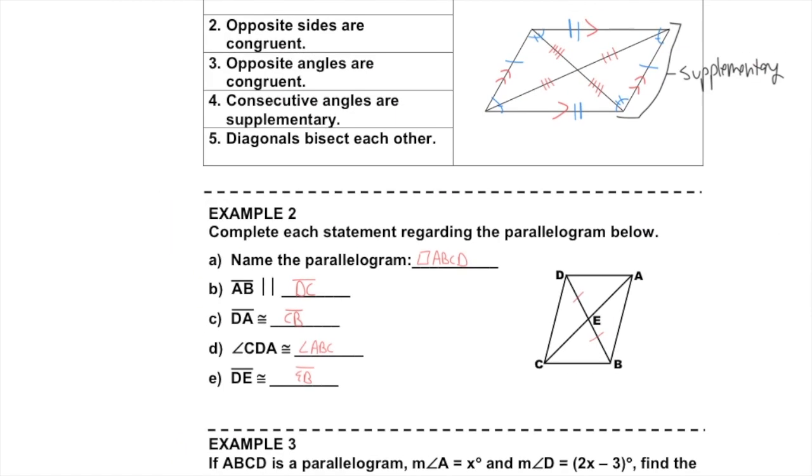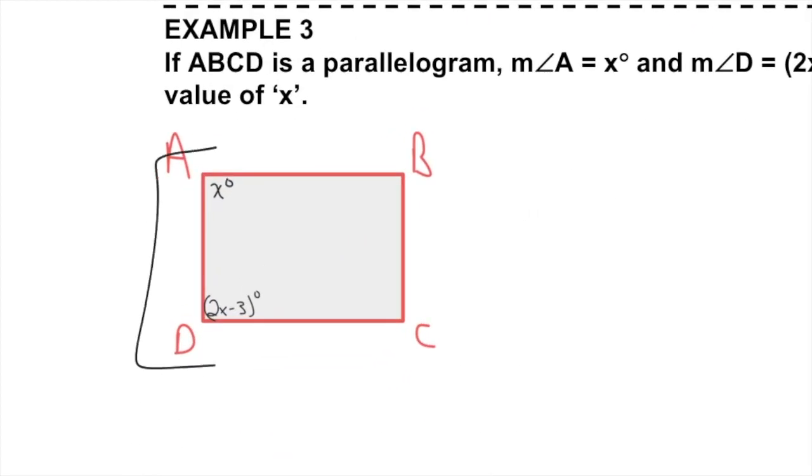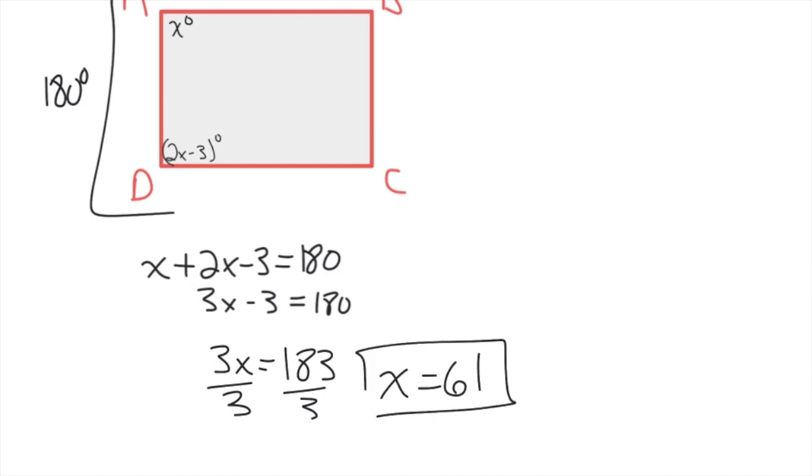Well, if I look back up here, it says that consecutive angles are supplementary. Those are consecutive angles, so they should have a sum of 180 degrees. So we add them up, and then we solve for x. So I have x plus 2x minus 3 equals 180 degrees. That's 3x minus 3 equals 180 degrees. I'm going to add 3 to both sides. So 3x equals 183 degrees. And then I divide by 3, and I get x equals 61. Now you can plug that back in and check if you want to, but usually you guys do pretty well at that stuff, so I'm not too worried about you making a lot of mistakes.